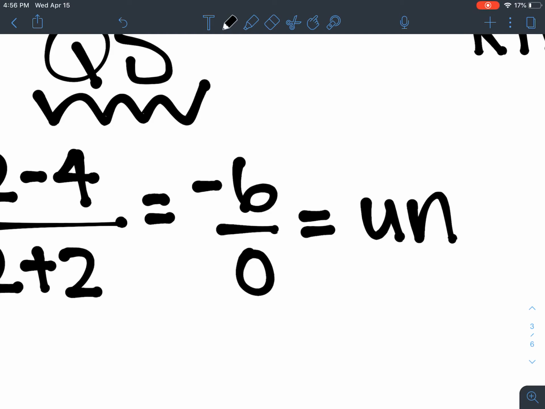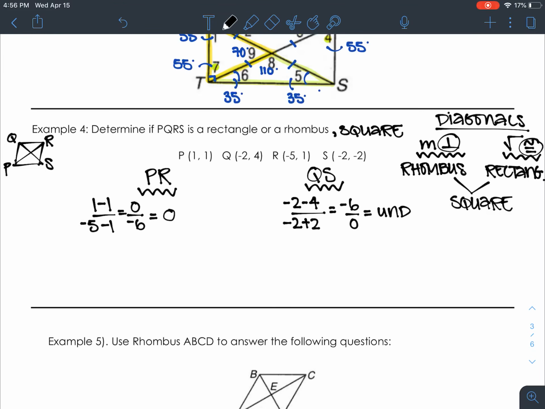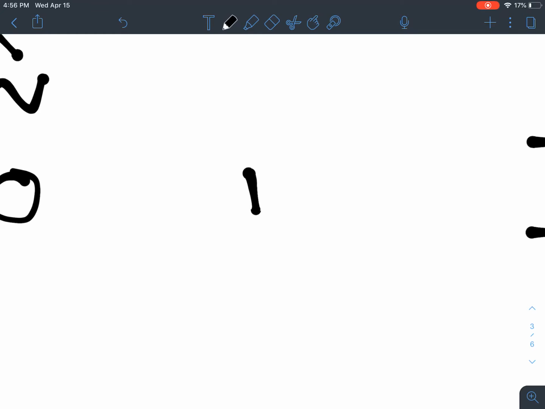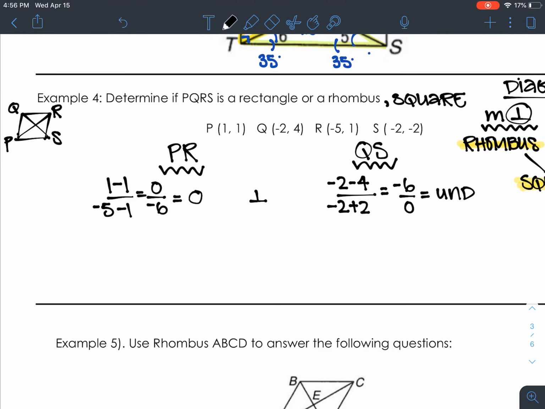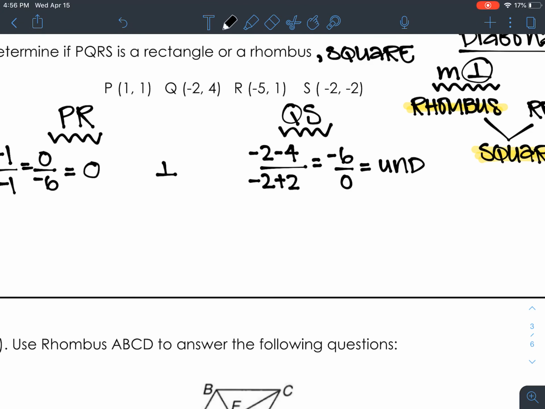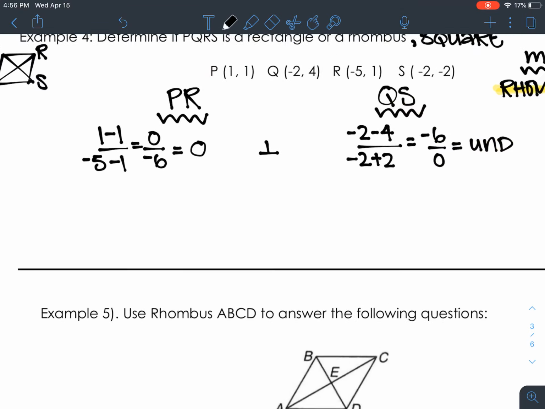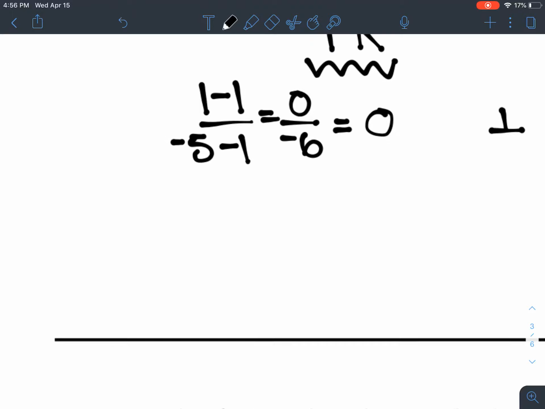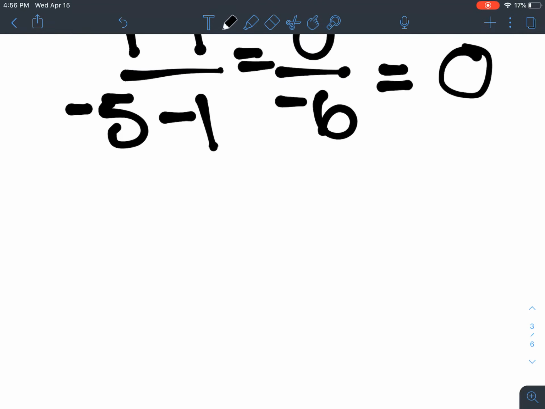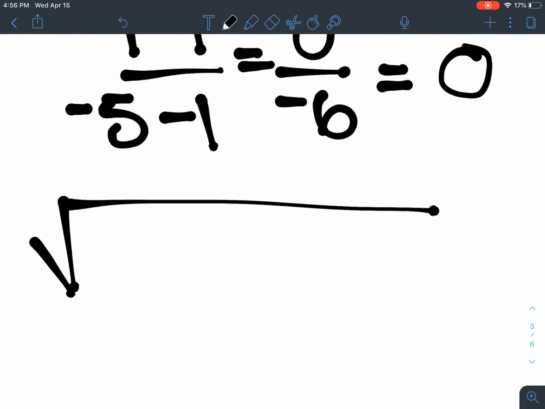Right away, guys, I'm going to say those are perpendicular, which means that it has to be a rhombus or a square. So we have perpendicular slopes. Now, in order to determine if it's a rhombus or a square, we have to look at the distance of it. So let's find the distance of those two diagonals.